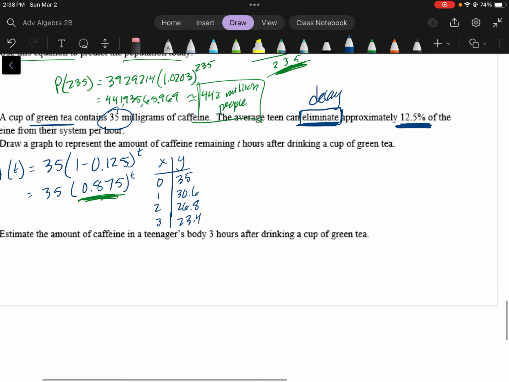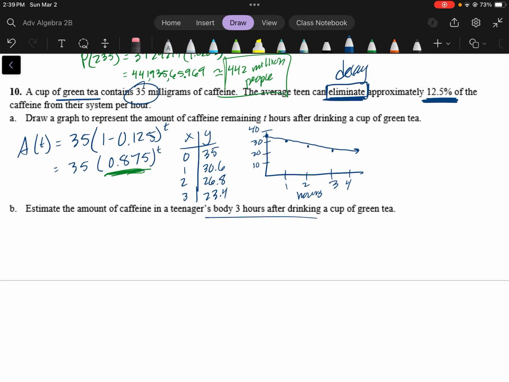And so the graph we could draw would be, this is like in the 30s, so we'll do 10, 20, 30, 40, and we need to put hours on the bottom, 1, 2, 3, 4, and so our graph is going to look something like that, where it's decreasing, but it turns out it's decreasing kind of slowly.